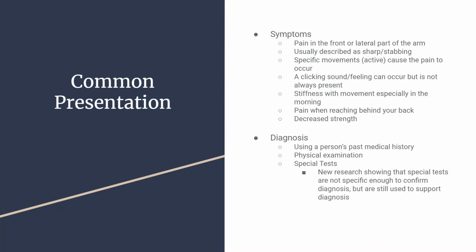And then we're going to use special tests to try to figure out which tendon it is specifically. Now, new research is coming out that's showing that special tests aren't as specific as we would like them to be. So the idea that we can do what's called a Hawkins-Kennedy test, and if that is positive, say it's definitely supraspinatus, is not always the case, but they can still be used to help come to that diagnosis, or at least narrow it down to a few possible diagnoses there.